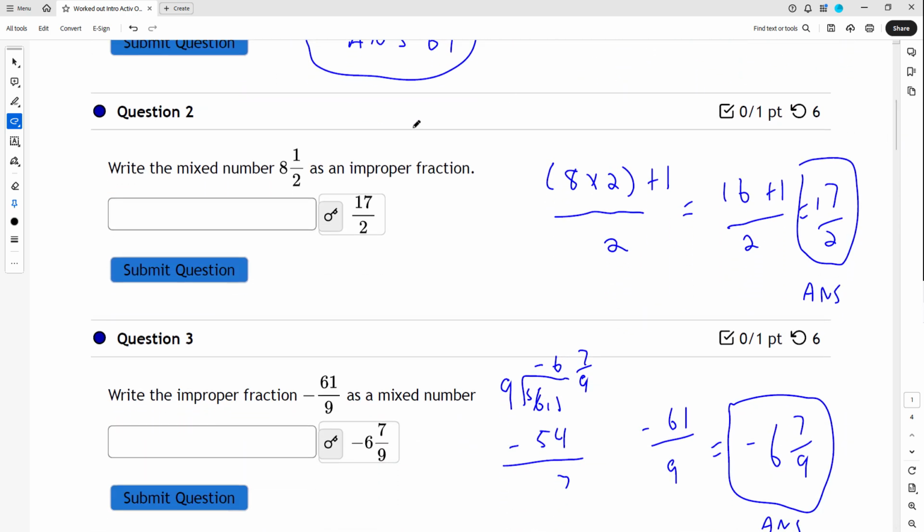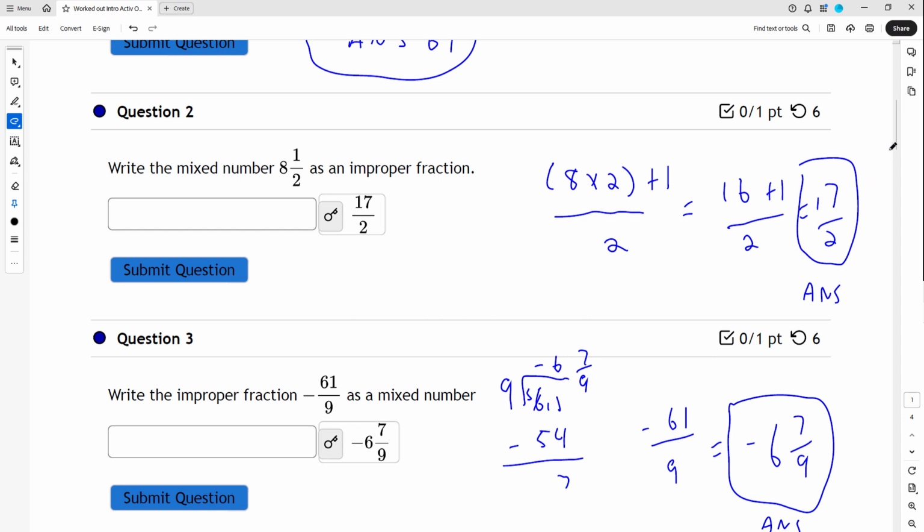Number 2 here, right? The mixed number 8 1/2 is the improper fraction. So I multiplied. 2 times 8 is 16 plus 1, which is 17. So I have 17 halves for my final answer.